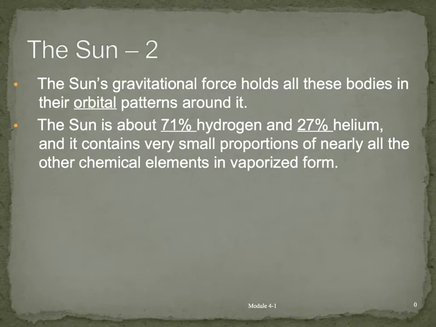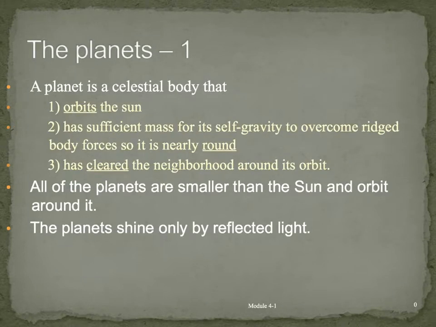Since the sun has most of the mass in the solar system, its gravitational force holds all of the other bodies in orbital patterns around it. The sun is about 71% hydrogen and 27% helium, and it contains very small proportions of nearly all other chemical elements in vaporized form. In order for a body to be considered a planet, the following three must be true.